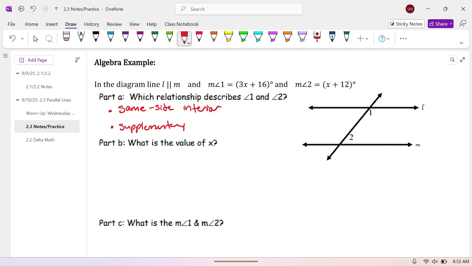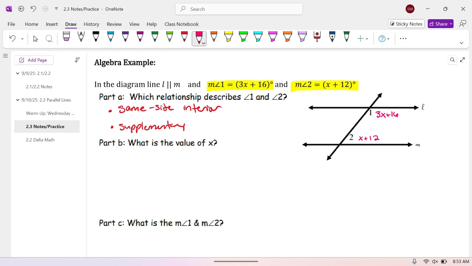All right. Now, it says that the measure of angle 1 is equal to that expression, and the measure of angle 2 is equal to that expression. So I'm just going to mark it here just so I know. So 3x plus 16 is angle 1. X plus 12 is angle 2. So what is an algebraic expression or equation that I can write in order to solve for x?